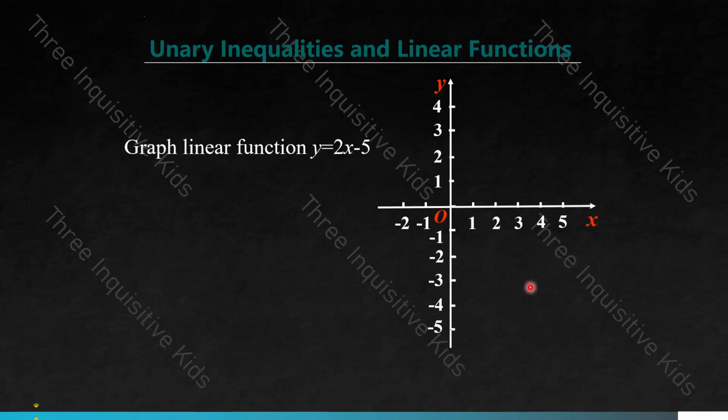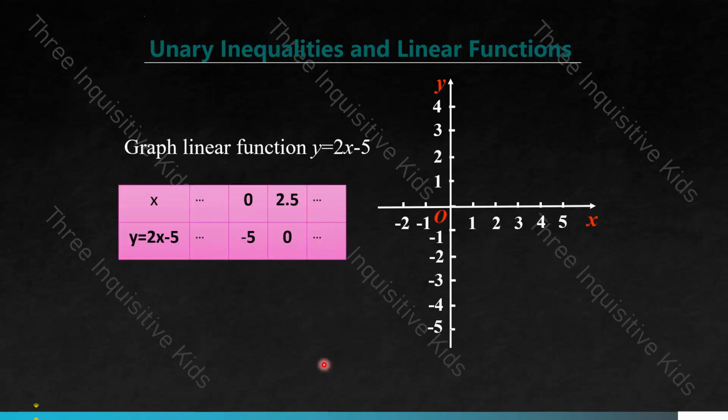Here we have the coordinate plane, and out of this table, we have a table that tells us input x and its corresponding output y. So if x is equal to 0, y is equal to negative 5. If x is equal to 2.5, then y is equal to 0. So here we have the coordinates of our x-intercept and our y-intercept.